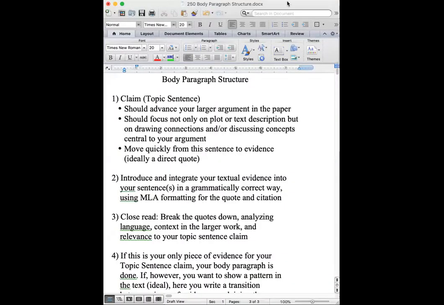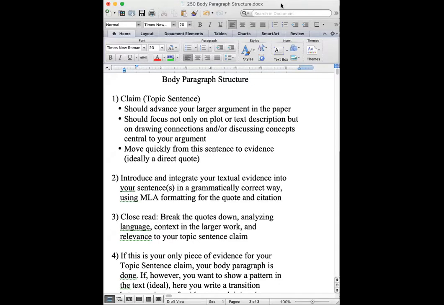Okay, so now with that little introduction, let's talk about the pragmatics of this paragraph structure, and then I'm going to show you an example of what this might look like out in the wild. So this is going to look a little clunky, but we're going to do it anyway. So let's look at a body paragraph template.